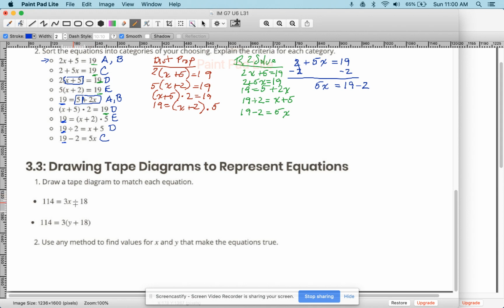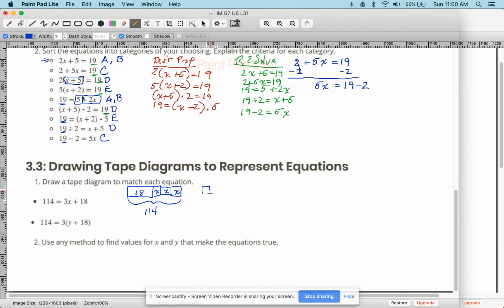Well, I'm going to start with our constant. I know we have 18 by itself. So there's my box for 18. And then I know we have x 3 different times. So I'm going to add on 1 box for x, 2 boxes for x, and 3 boxes for x. x plus x plus x. And I know that altogether, this equals 114. So that's one way of drawing it.